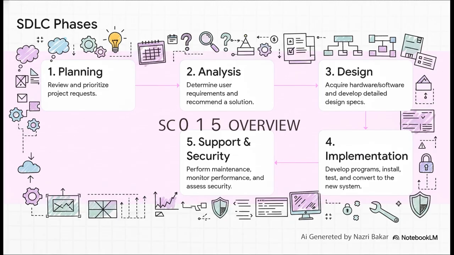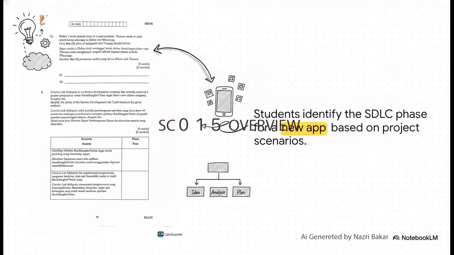You start with planning, then you move into analysis to figure out what people need. After that comes the design, and then implementation, that's the actual coding part. And finally, you have ongoing support and security. It's the official roadmap to take a project from just an idea all the way to a finished, working, secure system.